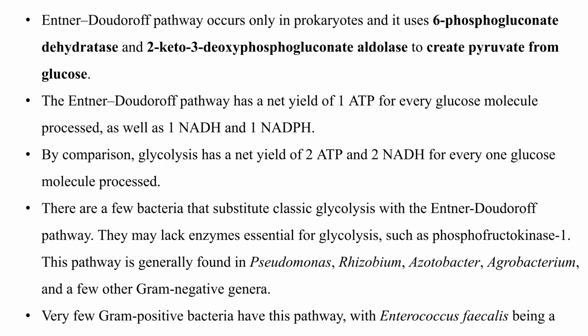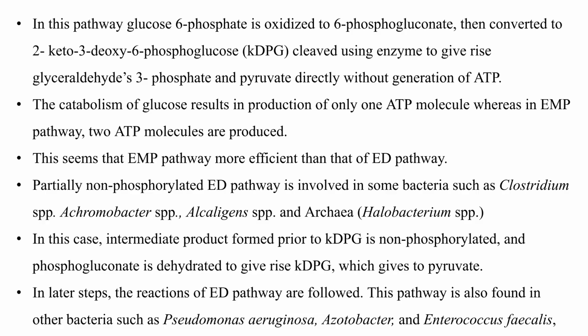In the ED pathway, glucose 6-phosphate is converted to KDPG, then cleaved to glyceraldehyde 3-phosphate and pyruvate. This process only generates 1 ATP molecule. The partial non-phosphorylated ED pathway is found in certain bacteria and archaea, where an intermediate product formed before KDPG is non-phosphorylated.